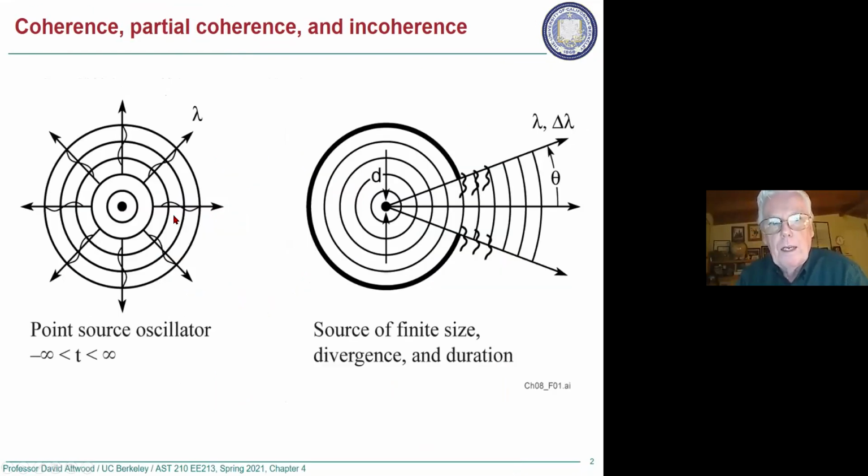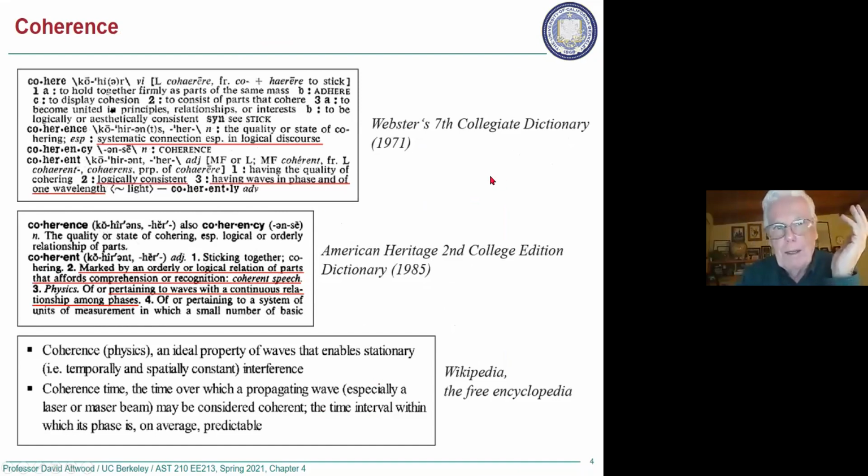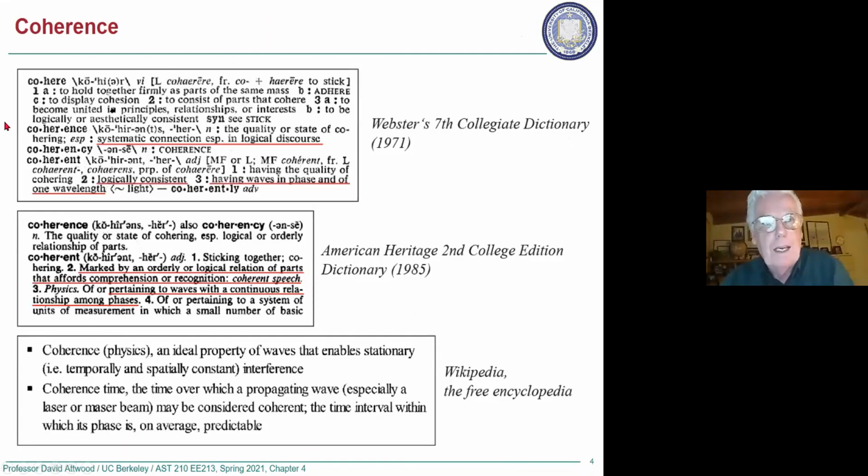Okay, so here I was saying this is the ideal point source. It's oscillating for all time. It is the perfectly coherent source. And then there are compromises on that where you don't see the full sphere, you only see part of it. It's not oscillating forever, or it has some spectral width or something like that. And so these are just definitions out of dictionaries. So for instance, here out of Webster's, it says, what is coherence? It's a systematic connection, okay?